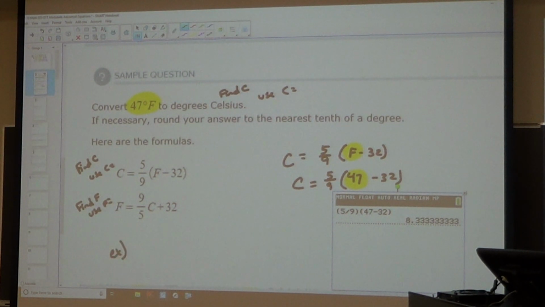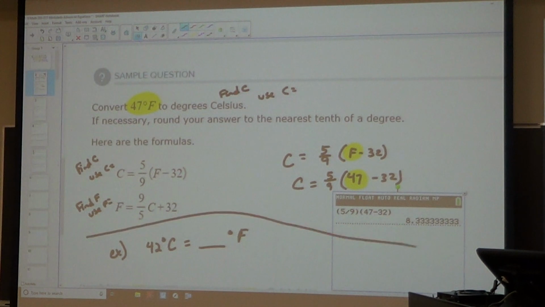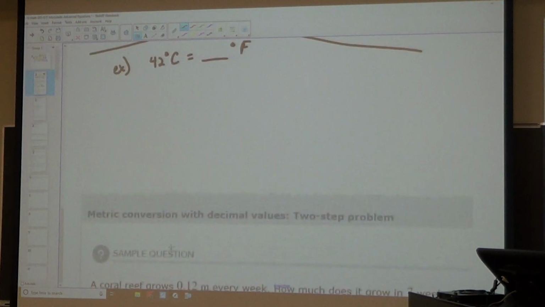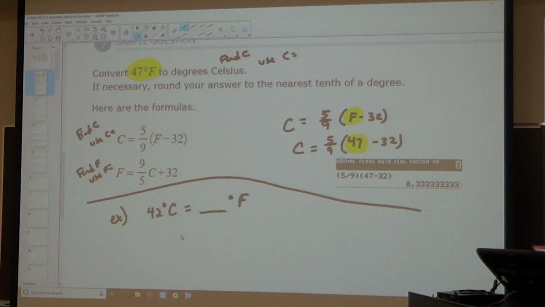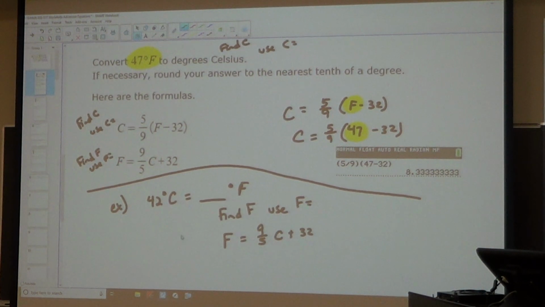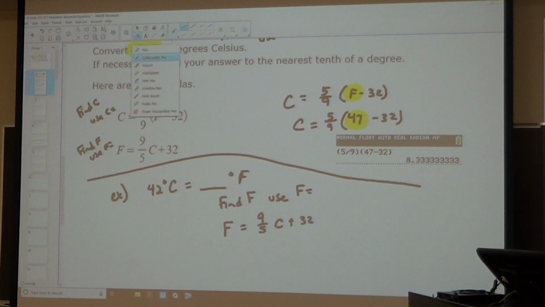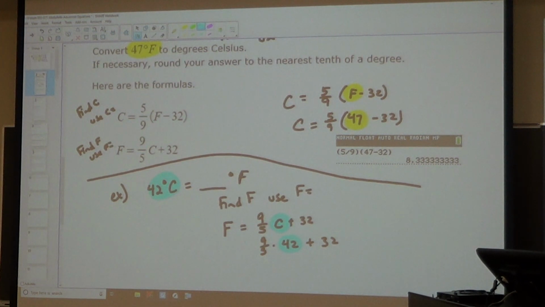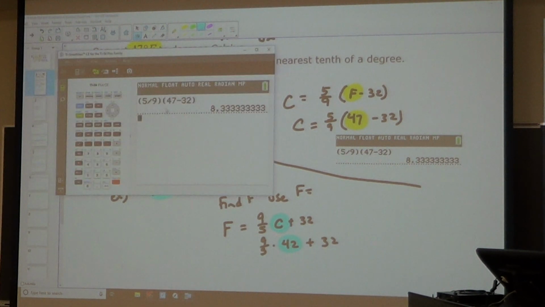Now, if I give you another example, and I said it's 42 degrees Celsius, what is the degrees Fahrenheit? This one is another example, just to use the other formula. We are trying to find F, so we are going to use F equals 9/5 C plus 32. We know C, so we plug C in. So it's going to be 9/5 times 42 plus 32. Notice that the formula did not have any extra parentheses. So when I plug it into my calculator, the only parentheses that I need are the parentheses around 9/5.